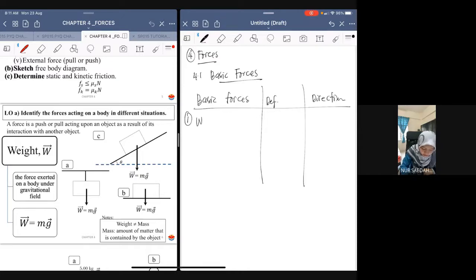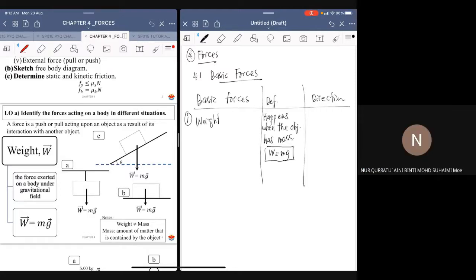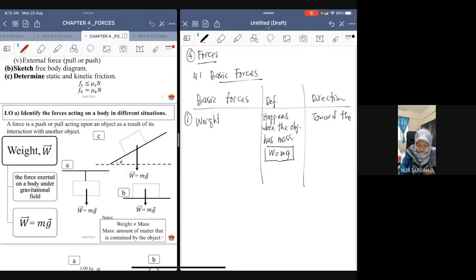Okay, pertama adalah weight tadi. So, kita cakap happens, bila adanya weight, happens when the object has mass. Okay, so kita sekali buat dengan formulanya. W equal mg is the formula for the weight. Okay, nampak ke nota madam ke kecil? Nampak. Okay, so directionnya adalah towards the center of earth lah, sebab kita tengah cakap tentang gravitational acceleration of the earth, which is 9.81. So direction of weight is towards the center of earth.